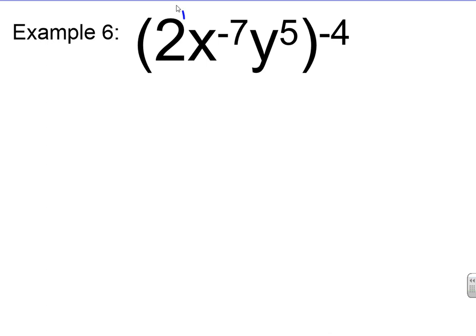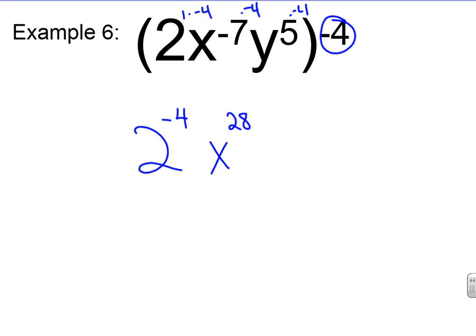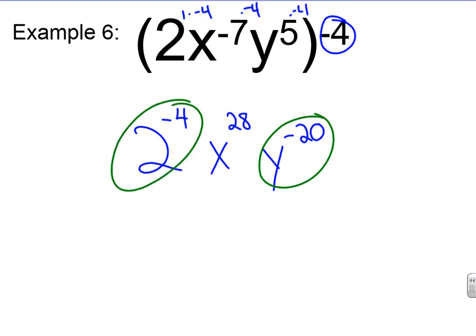So I make this a power of 1 and multiply them all by negative 4. That gives me 2 to the negative 4, x to the positive 28, y to the negative 20. Now that we're here, we're going to take the negative exponents and shove them to the bottom. That gives me x to the 28 over 2 to the, now positive, 4th, y to the positive 20. That's why we shove them, to make them positive.